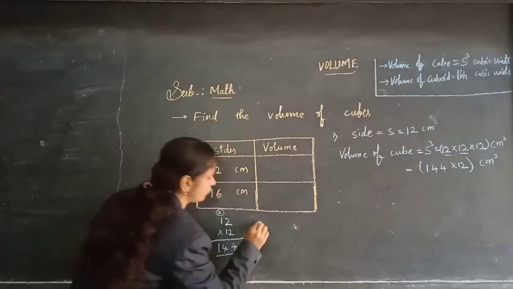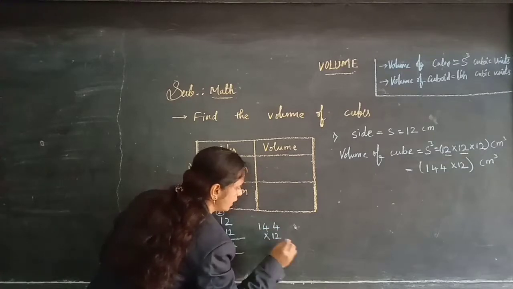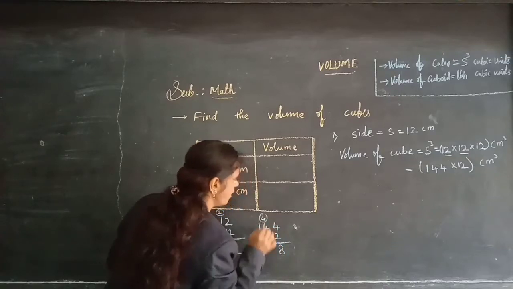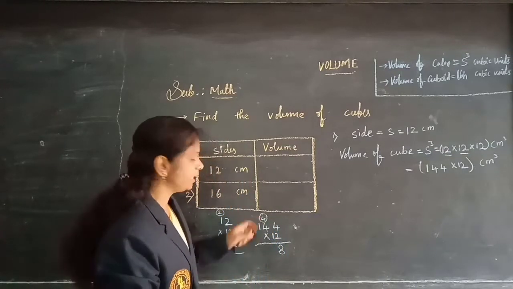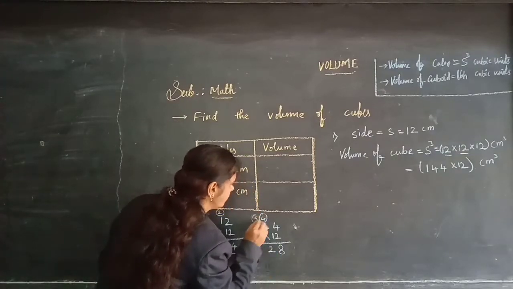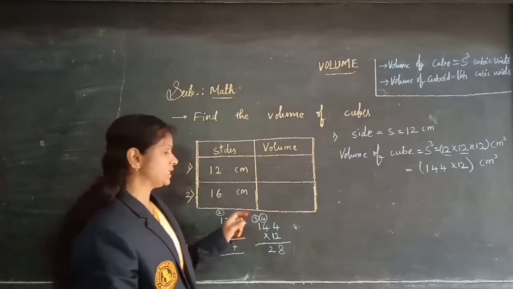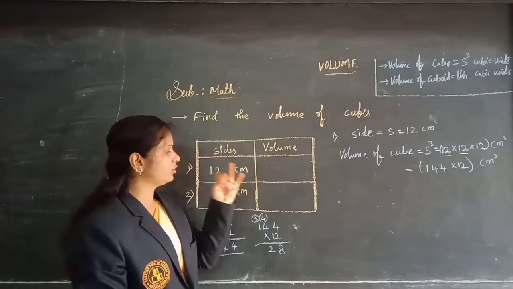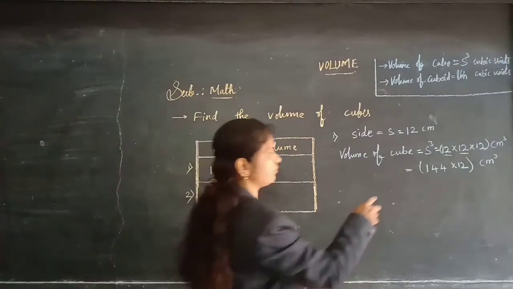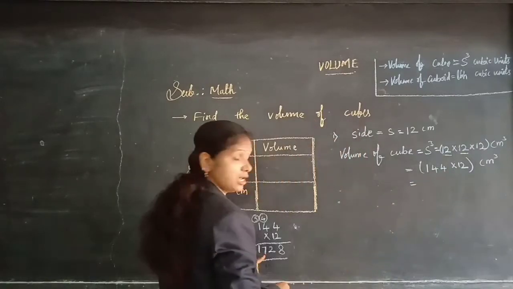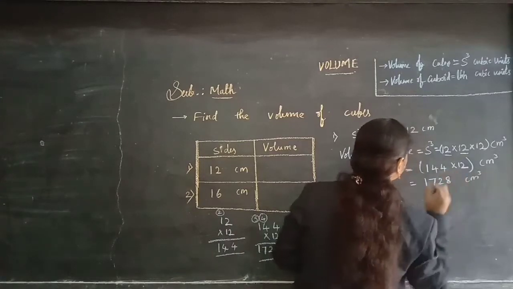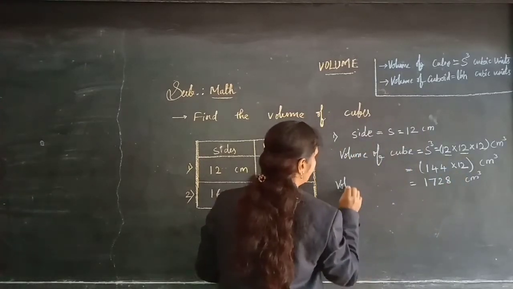So 144 into 12. 12 fours are 48, 8 and 4 carry. And 12 fours are 48, 48 plus 4 is 52. 52 means 2 and 5 carry, and 12 ones are 12. 12 plus 5 is 17. So here 17. So when I am multiplying 144 into 12, what did I get? 1728 centimeter cube. It means the volume of the given cube.